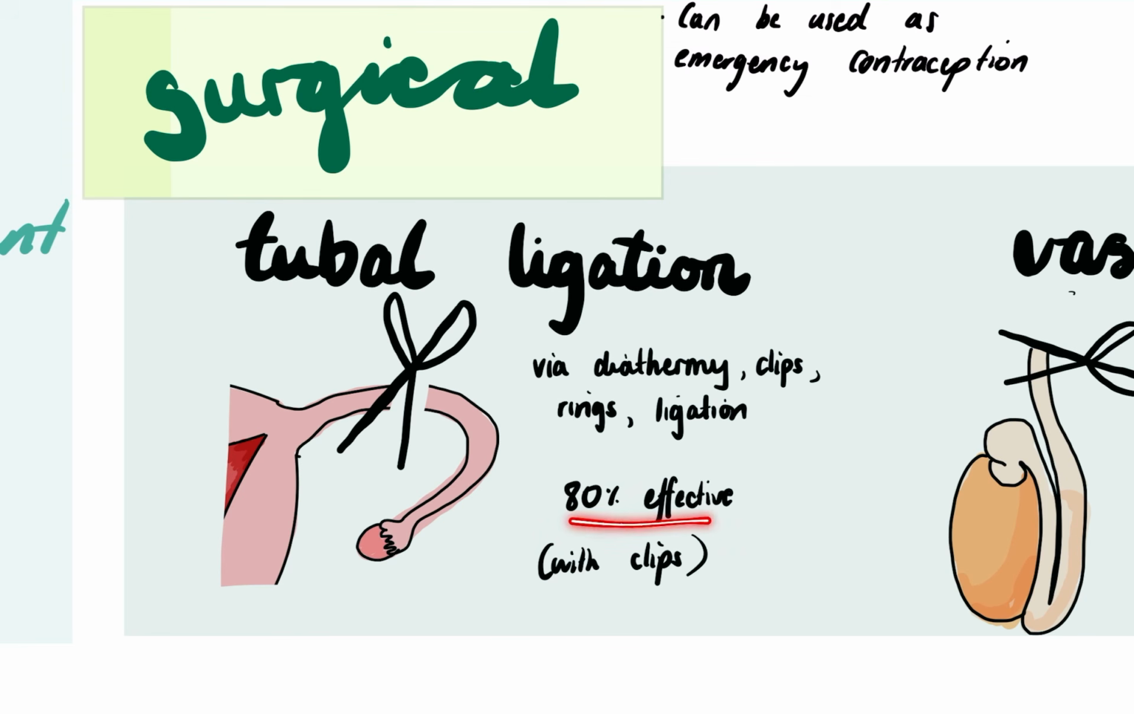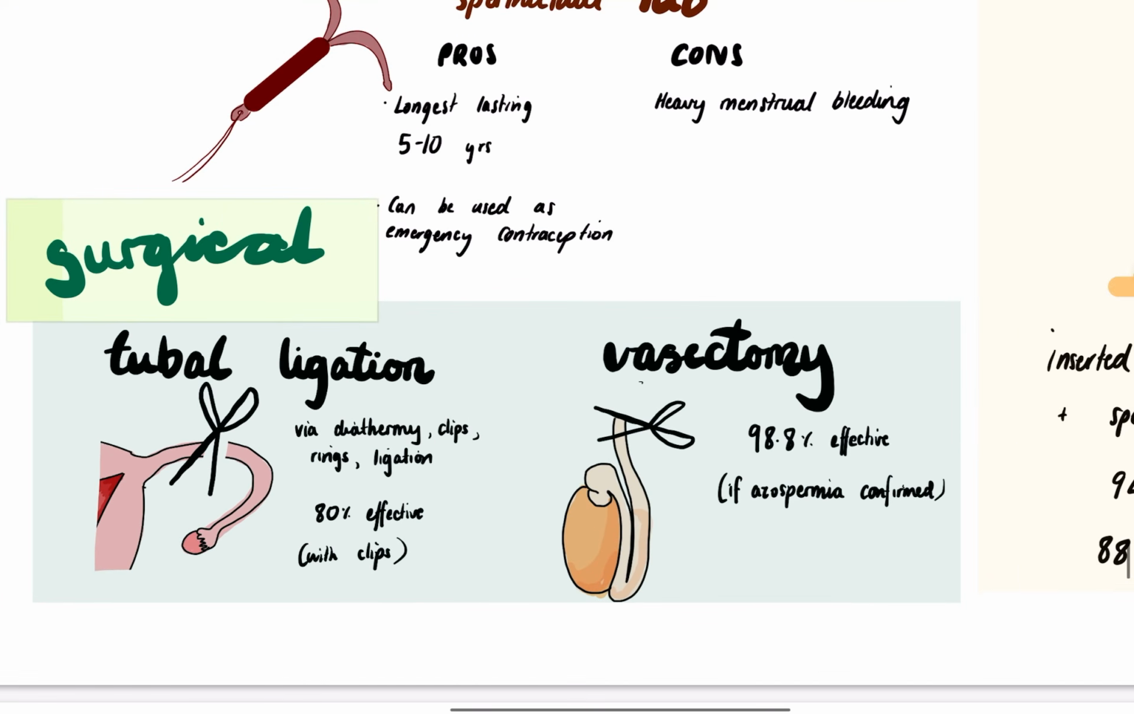And this is 80% effective, which is not very effective in my opinion, but a lot of people get it done after they have their final cesarean. And then we have, for males, a vasectomy. This is actually very, very effective and is supposedly reversible. So 98.8% of the time, it prevents unwanted pregnancies.